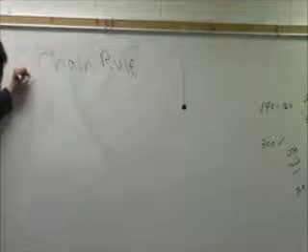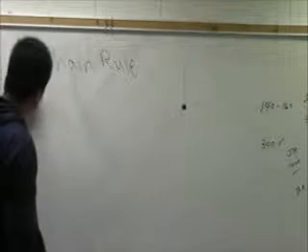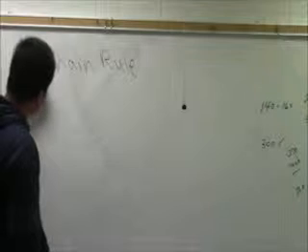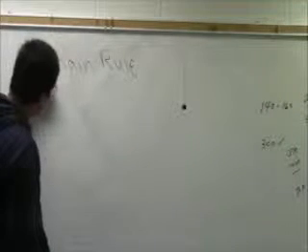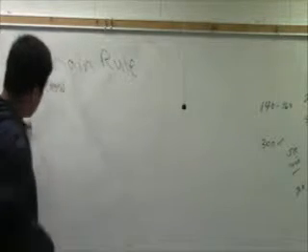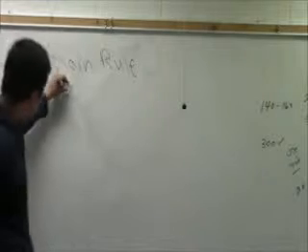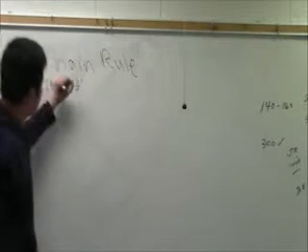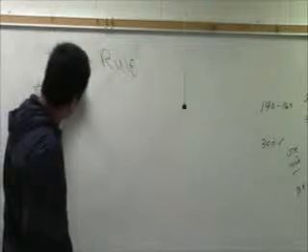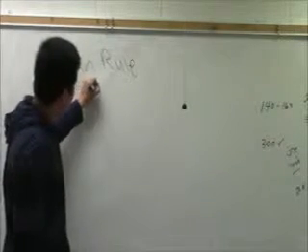In other words, in mathematical terms, d over dx of f of g of x equals f prime of g of x times g prime of x.